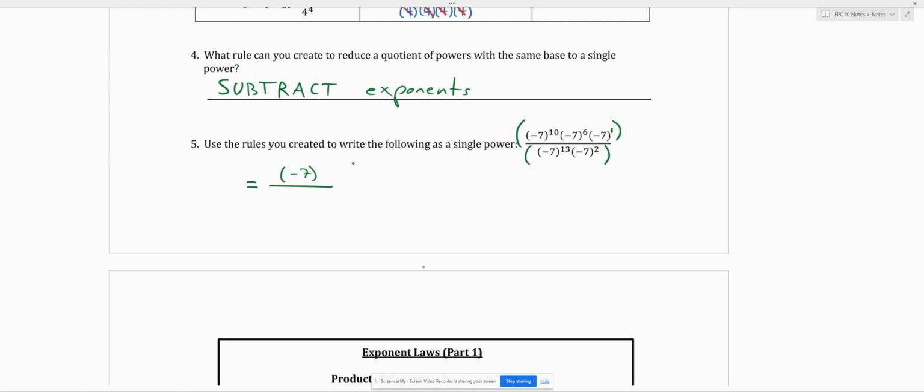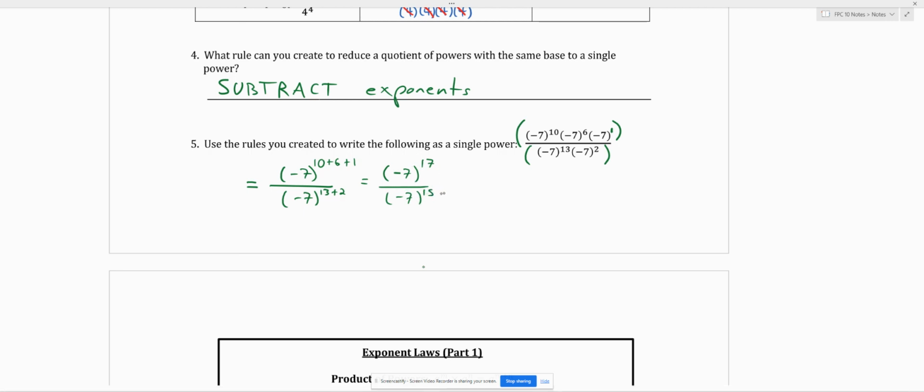So -7, I have 10 of them, but let's use our law. Let's add the other exponents. I have 6 more plus another 1. And on the bottom, let's do the same thing. I have 13 plus another 2. So let's rewrite this. Let's actually add up our exponents using our product law, is what it's going to be called, is -7 raised to the 10 plus 6 plus 1 is 17. And that's being divided by -7 to the 13 plus 2, which is 15.